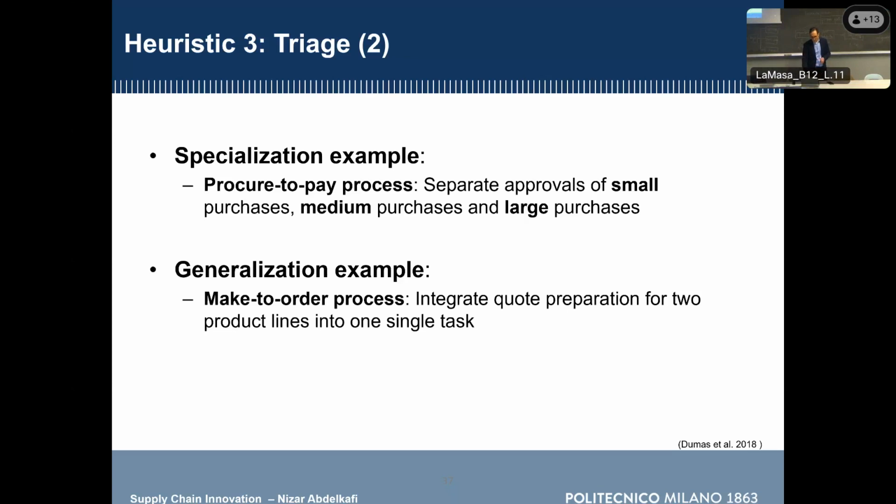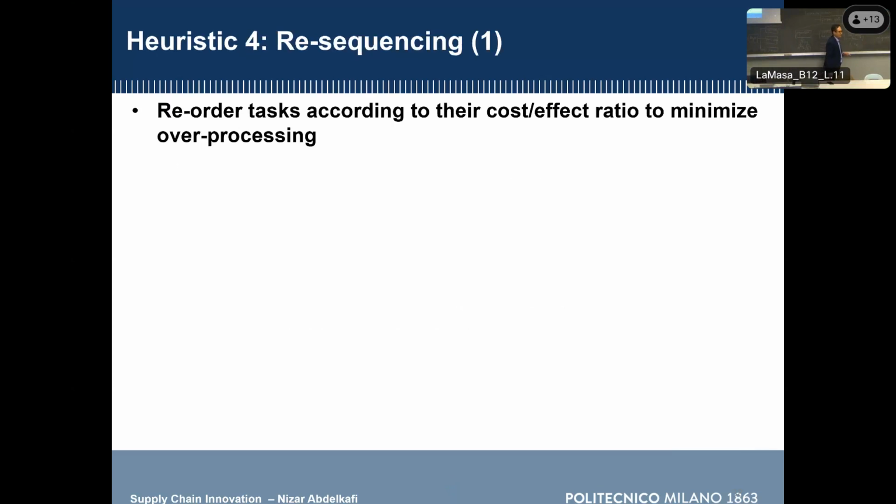So we finished with the task-oriented heuristics. Now we will go to the flow-oriented heuristics. Resequencing, right? So reorder the tasks. So reordering the tasks in the sense that we are changing the order of the tasks according to their cost divided by effect ratio to minimize over processing. And I would like here to get a bit more attention from you.